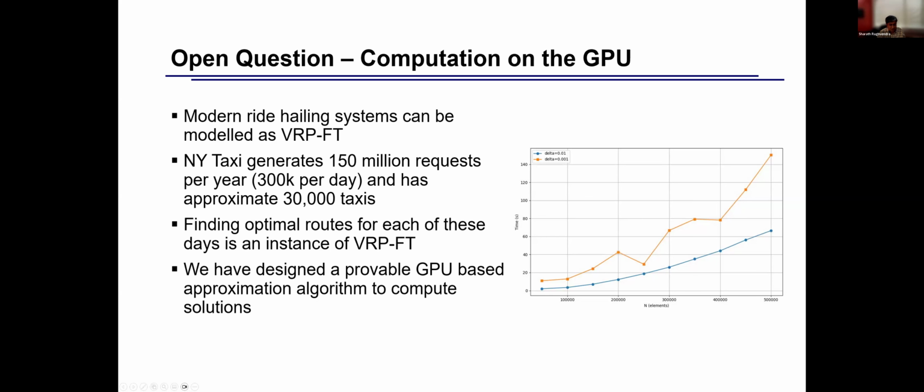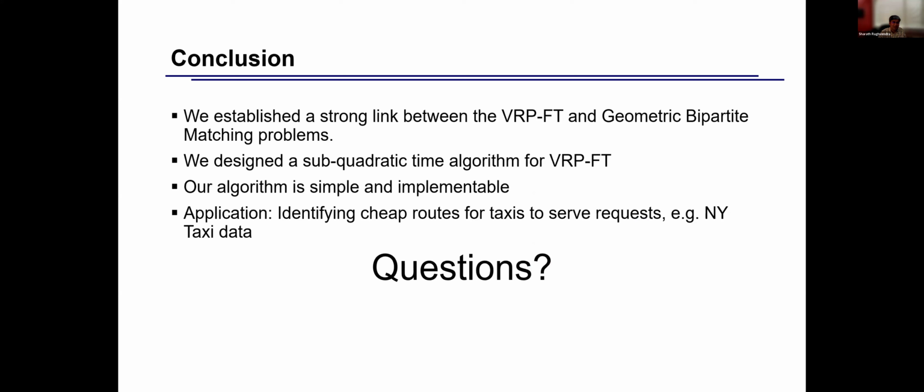Okay, so I'm going to conclude here. I introduced a new variant of the vehicle routing problem called the fixed time vehicle routing problem, showed that it is actually equivalent to the geometric bipartite matching problem, and then presented a sub-quadratic algorithm for instances where you had bounded spread. The algorithm is simple, implementable, and could be used for identifying cheap routes for taxis to serve requests in New York taxi. Questions?